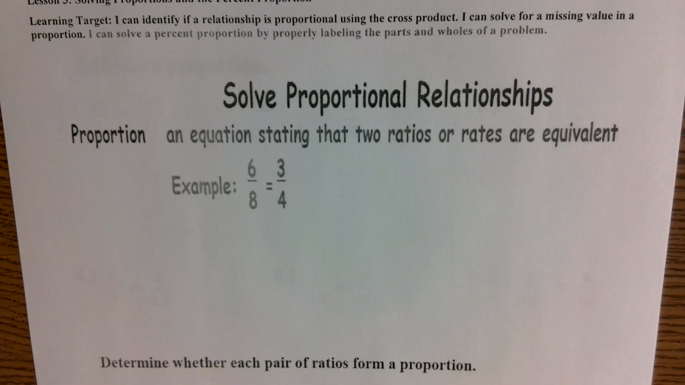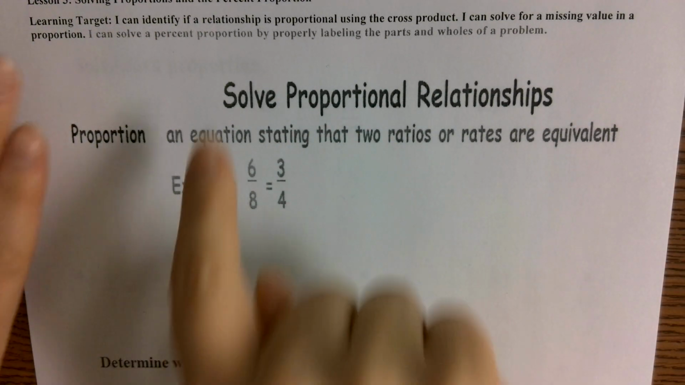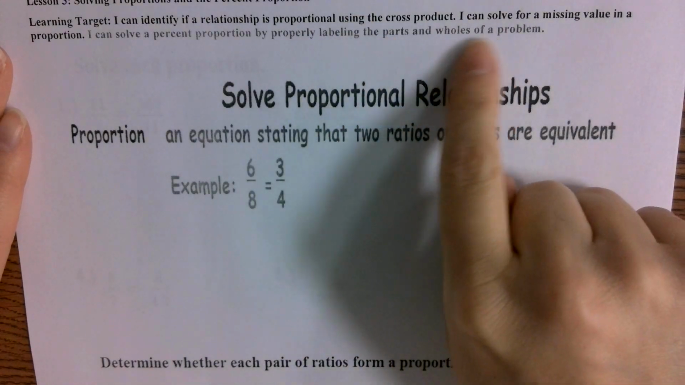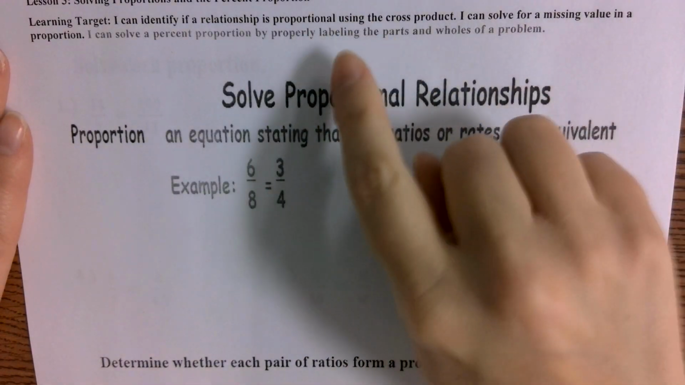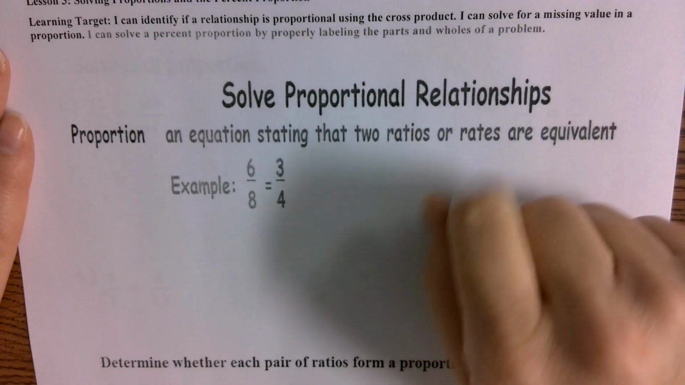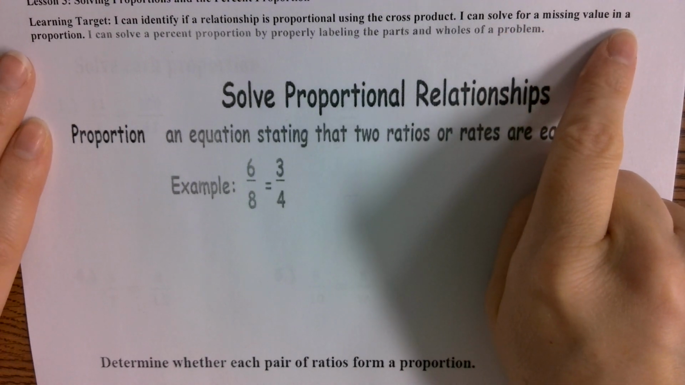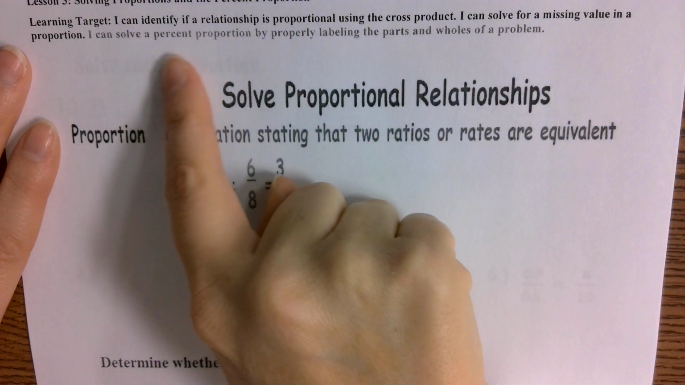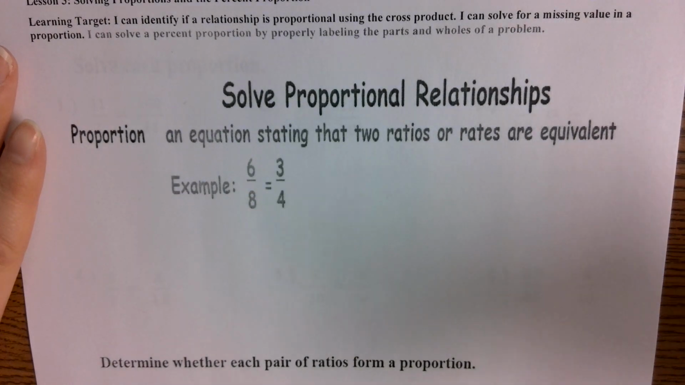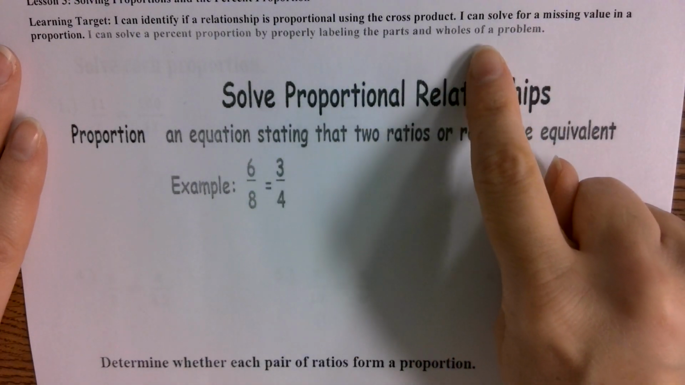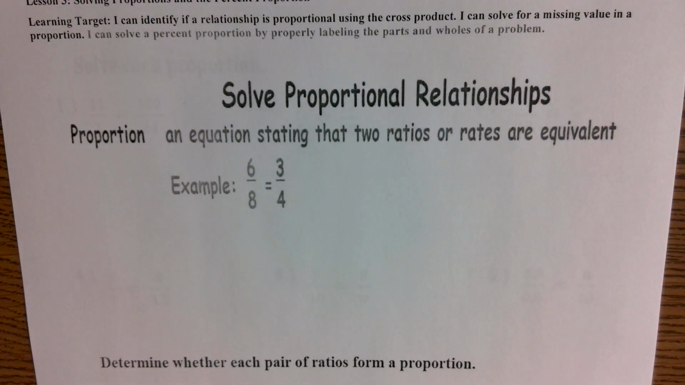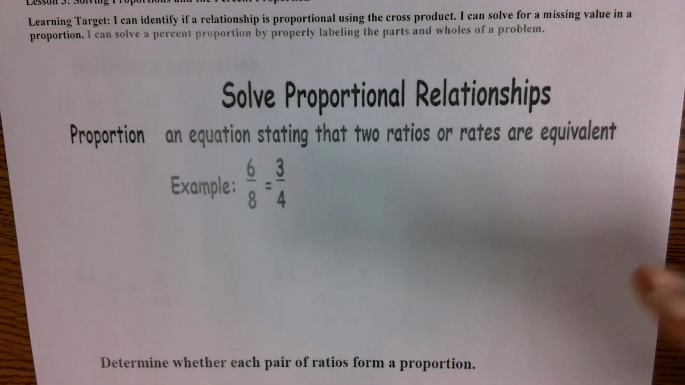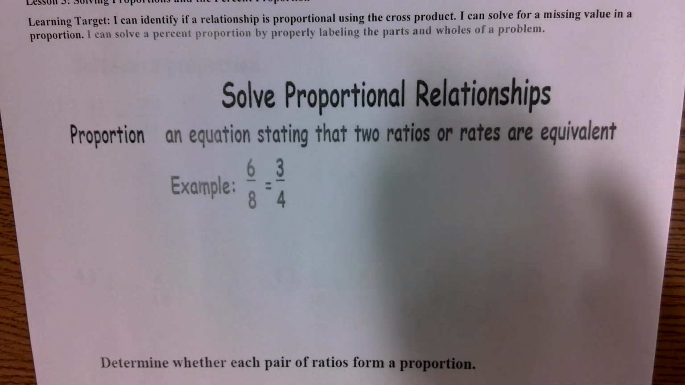So what we're doing today is we're going to identify whether a relationship is proportional using cross product. We're also going to solve for missing values in a proportion. And we're going to solve for a percent proportion by properly labeling the parts and the wholes of a problem. Okay, so it's a lot of I can statements for today. But again, they all relate back to each other very simply.